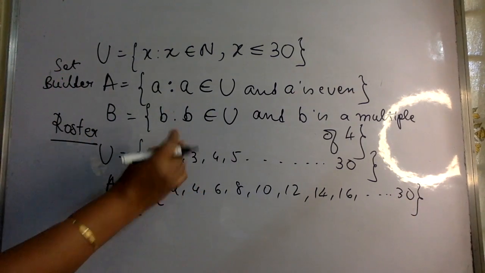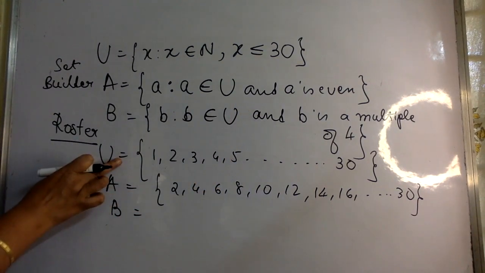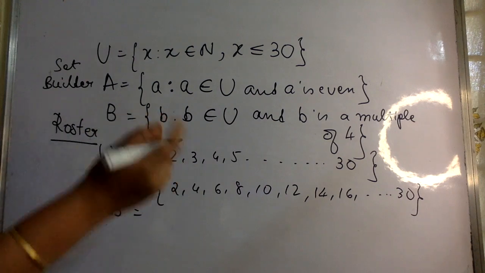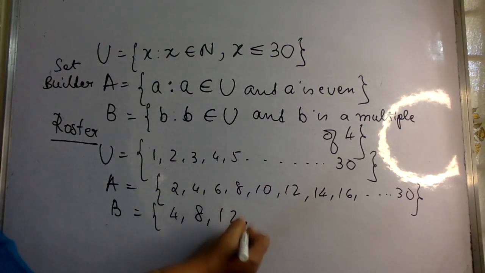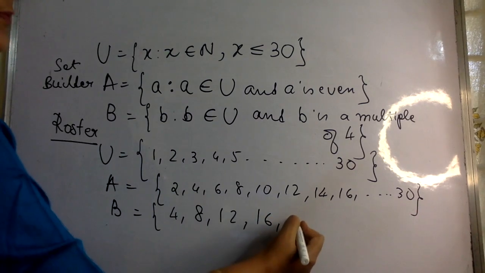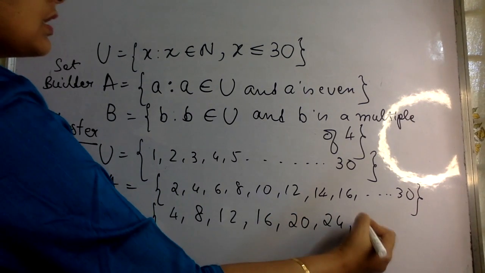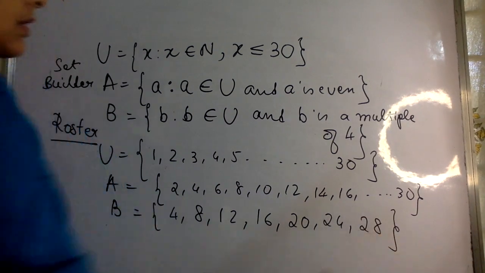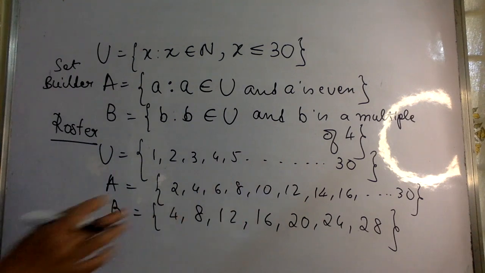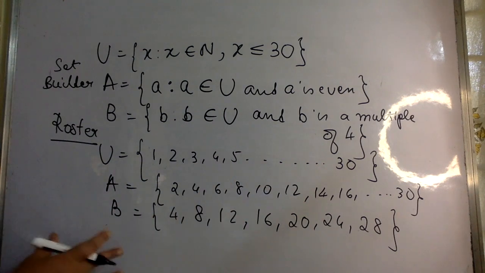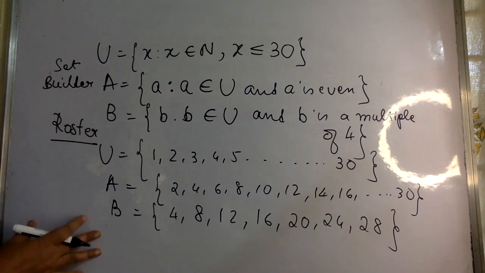B is a multiple of 4, which means it belongs to U only, but then we have to pick up the multiples of 4. So it is 4, 8, 12, 16, 20, 24, and 28. That's it, we don't have any more multiples of 4. They are supposed to be 7, and we've got 7. So this is how we first change this from set builder form to roster form.